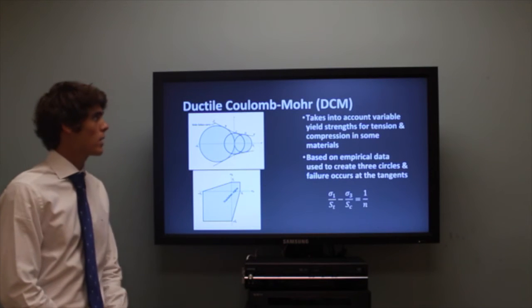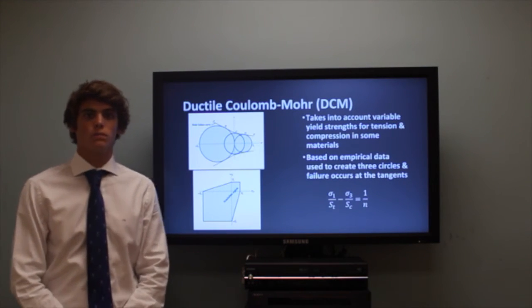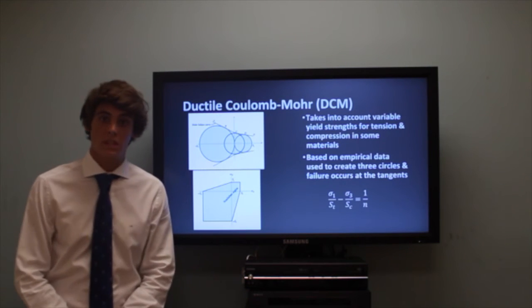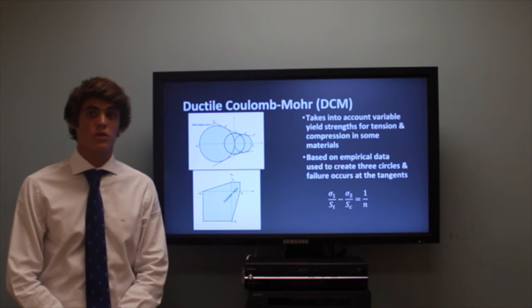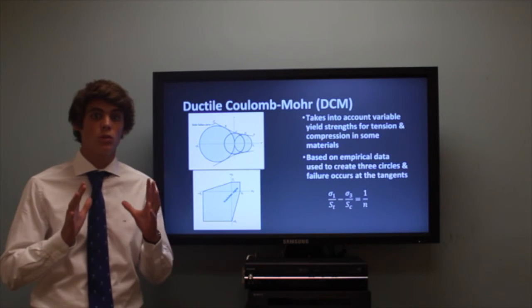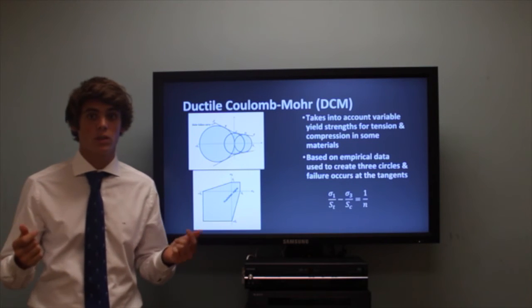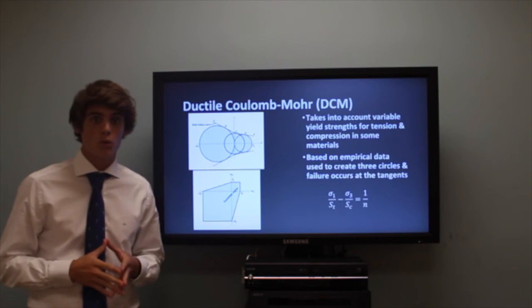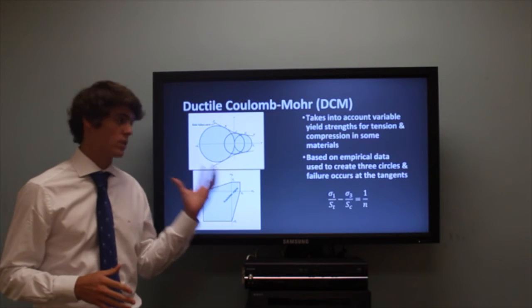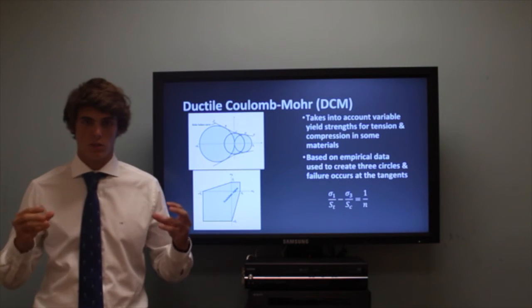Next, we're going to talk about the ductile Coulomb-Mohr or DCM theory. So the yield strength of a material in tension is not always the same as in compression. Actually, some materials can withstand a very large compressive load, but when you test them with a tensile load, it snaps quick. So the ductile Coulomb-Mohr takes into account this fact, that more force can be applied in compression than in tension.